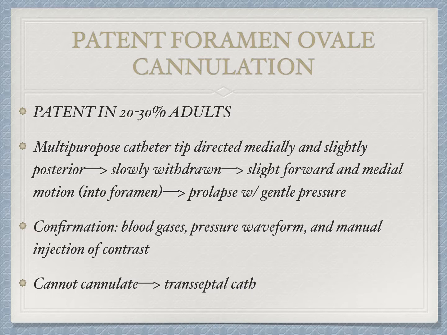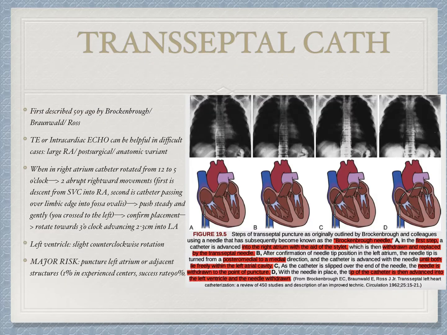a patent foramen ovale. Then use a multi-purpose catheter tip directed medially and slightly posterior. Slowly withdraw it, and you'll see it move forward and medial into the foramen. Then prolapse it gently with pressure and confirm its location with blood gases, pressure waveform, and manual injection of contrast. If you cannot do it through this method, use the transseptal catheterization approach, which is described here.